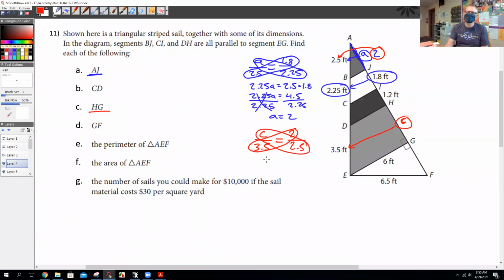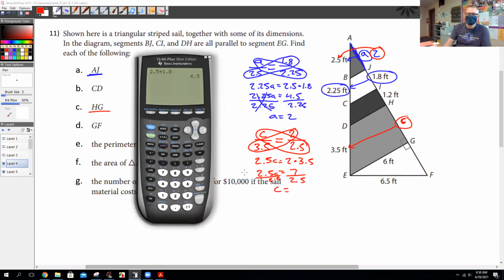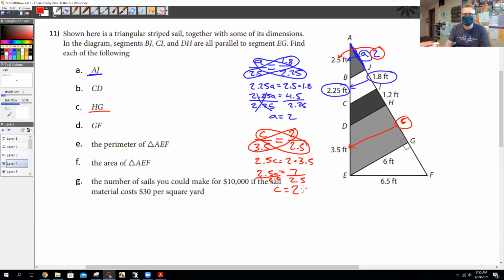And away we go. It just gives it a little bit nicer decimals that we're dealing with. 2.5c equals 2 times 3.5. That gives us 7. And divide both sides by 2.5. We get that C. Oh no, that's going to give us something weird, isn't it? 7 divided by 2.5 is 2.8. This one here is 2.8. This one up here was 2. All right.